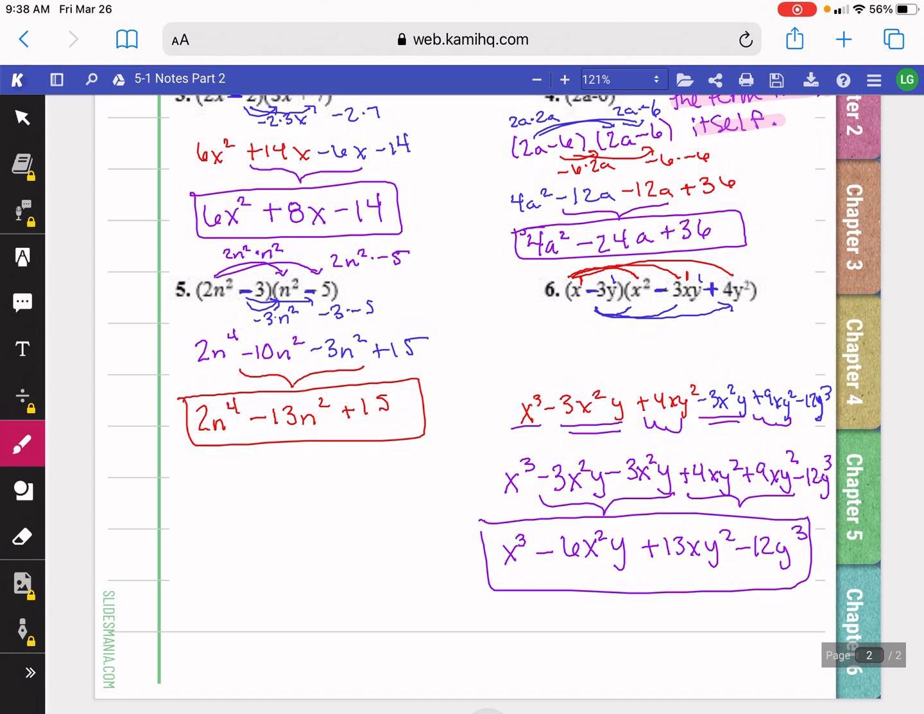So there I just combined the like terms. When I was done, they have to have the exact same letters to the exact same exponents to be considered like terms.